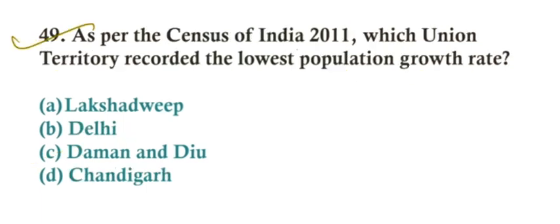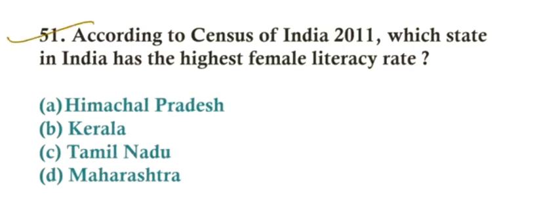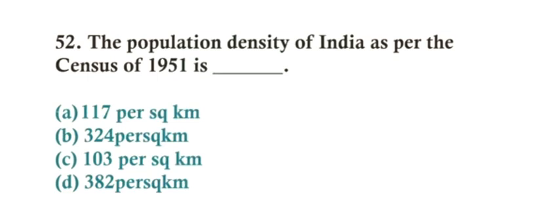49. As per the census of India 2011, which union territory recorded the lowest population growth rate? Option number A, Lakshadweep. 50. Which of the following states had the highest percentage of scheduled tribes in the country as per the census 2011? Option number C, Madhya Pradesh. 51. According to the census of India 2011, which state in India has the highest female literacy rate? Option number B, Kerala.